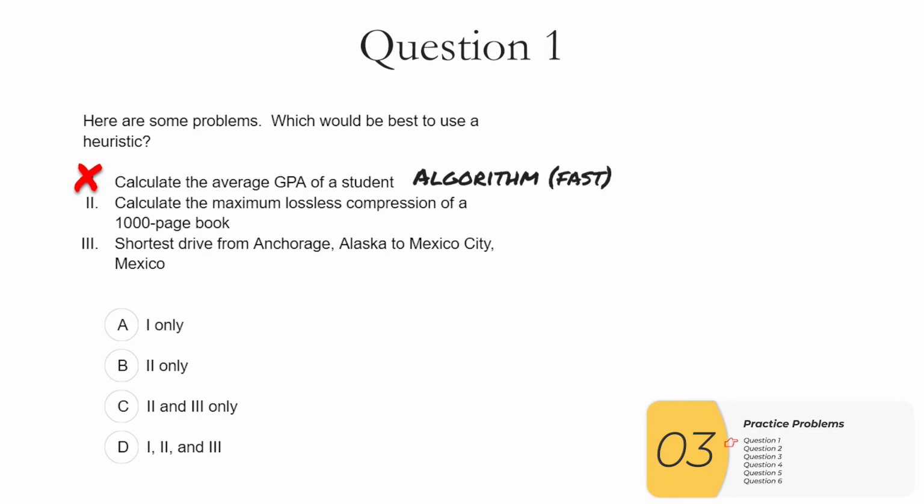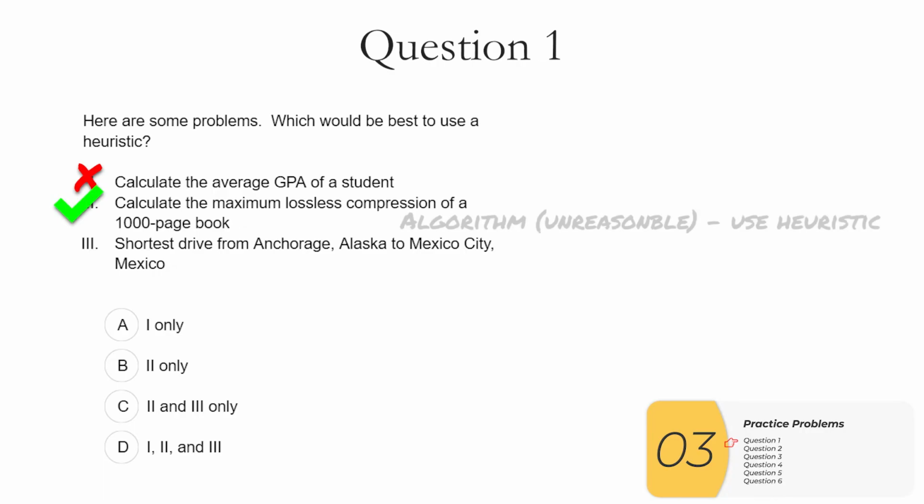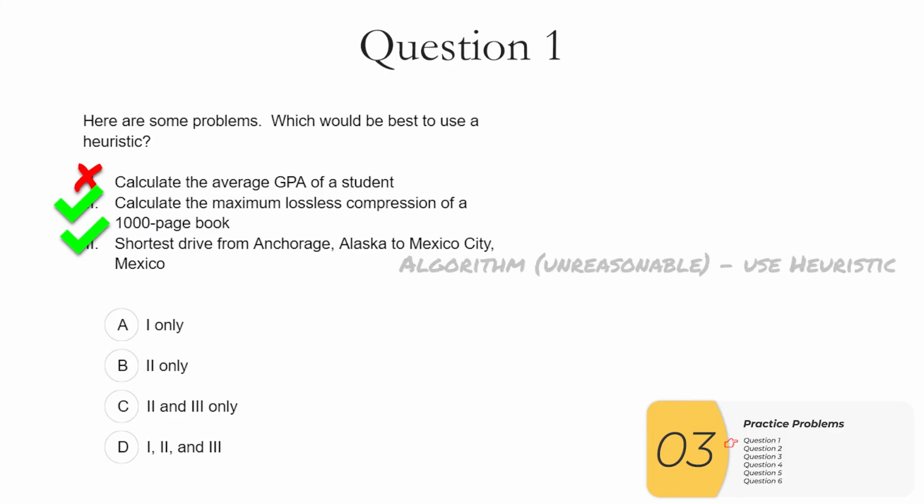2, calculate the maximum lossless compression of a 1,000-page book. So this is a classic problem where we're using heuristics. You may have done lossless compression as part of a code.org activity. This is not a reasonable problem, especially the longer and longer we get. So here's where we use a heuristic. And 3, shortest drive from Anchorage, Alaska to Mexico City, Mexico. This is also a classic problem using heuristics. Anytime we're looking for GPS stuff, traveling salespeople, these are all heuristic type problems. Again, it's a problem that scales as n factorial.